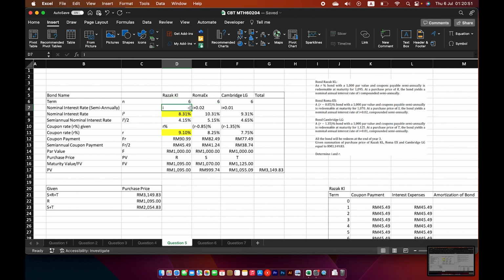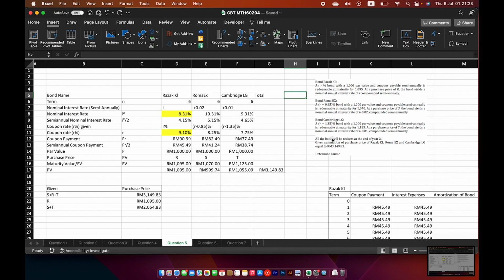That's why their payment period is 6 periods of payment. The three bonds have different maturity values, which is the future value of the bond. For Razak KL it is 1095, for Roma EX it is 1070, and for Cambridge LG it is 1125. As mentioned in the question.